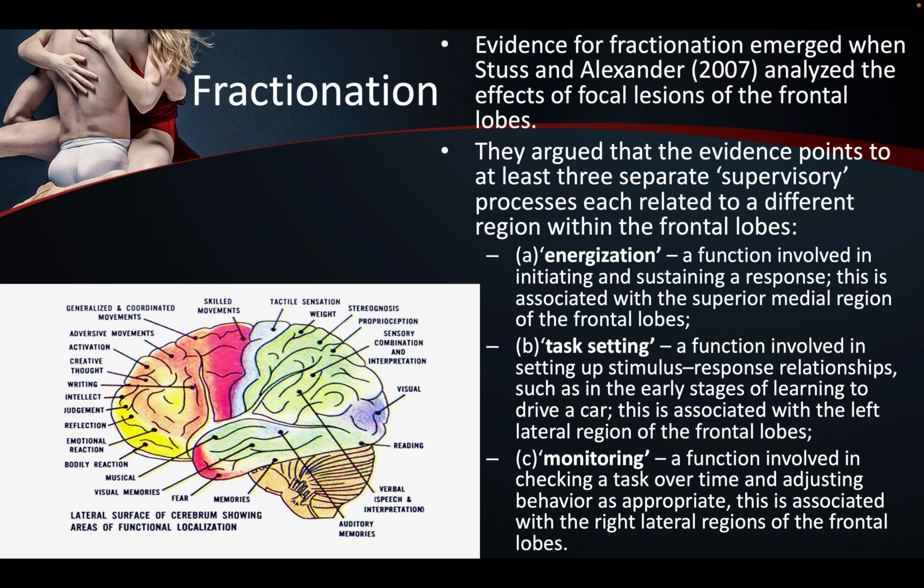Monitoring, a function involved in checking a task over time and adjusting behavior as appropriate. This is associated with the right lateral regions of the frontal lobes.